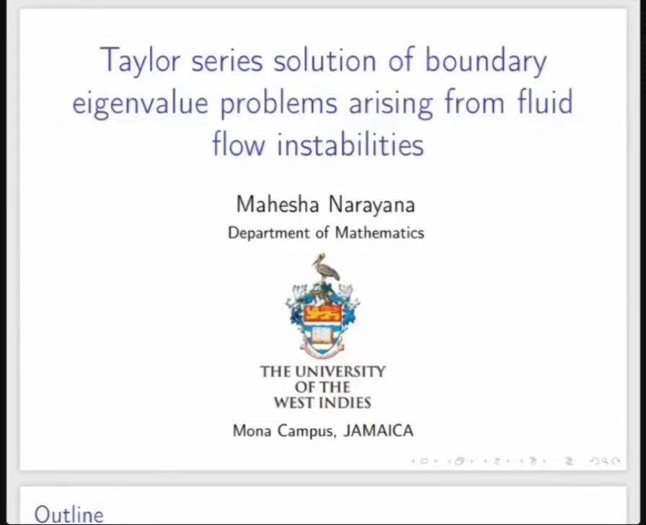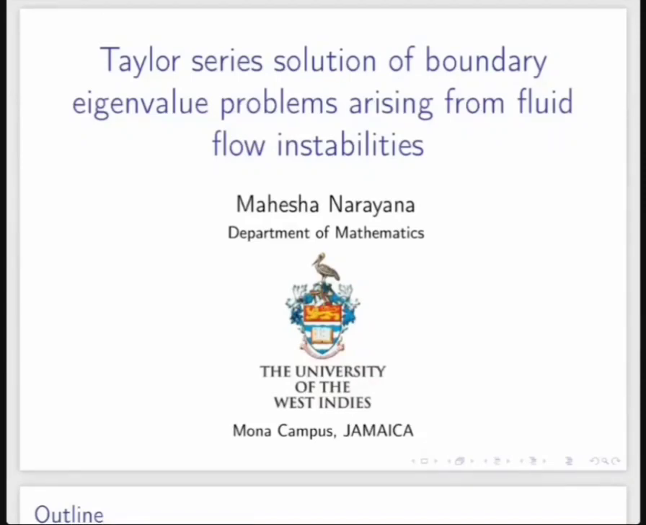Today I'm going to talk about a very simple but powerful technique, known as the Taylor series method of solving boundary value problems which arise from some real world problem. And I will be choosing, in particular, fluid flow instabilities problems, showing how a simple technique like Taylor series could be used in handling complicated problems.